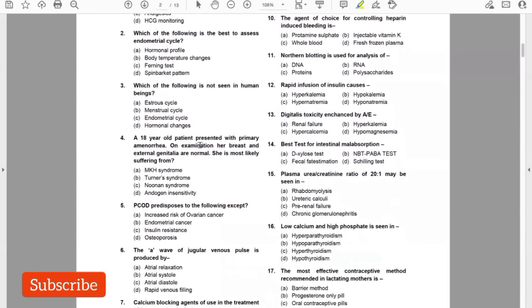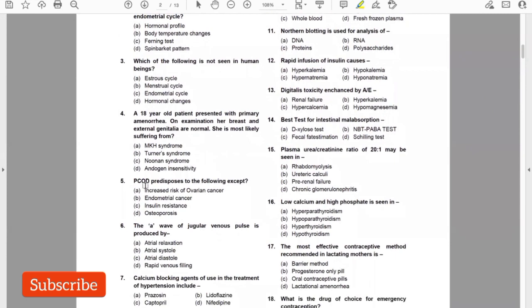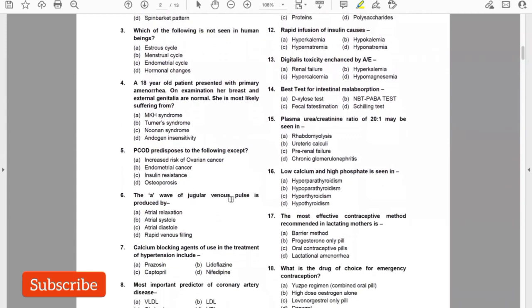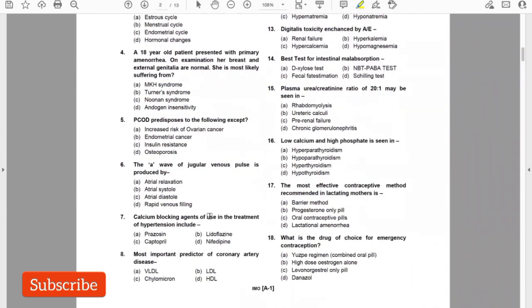An 18-year-old patient presented with primary amenorrhea. On examination, her breast and external genitalia are normal. She is most likely suffering from, answer is MRKH syndrome. PCOD predisposes to the following except increased risk of ovarian cancers. The A wave in the jugular venous pulse is produced by atrial systole or atrial contraction. Answer is B. Calcium channel blockers used in the treatment of hypertension include nifedipine.